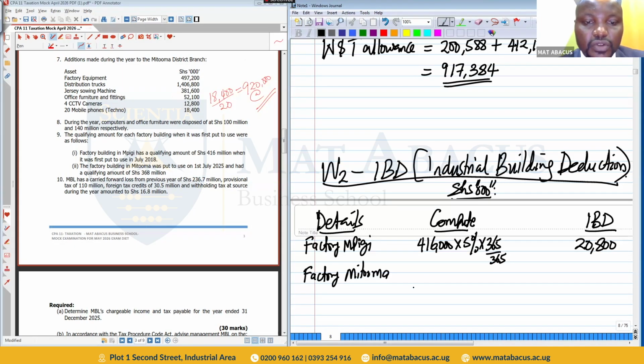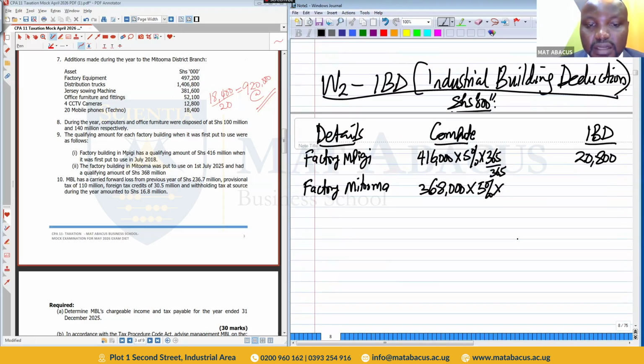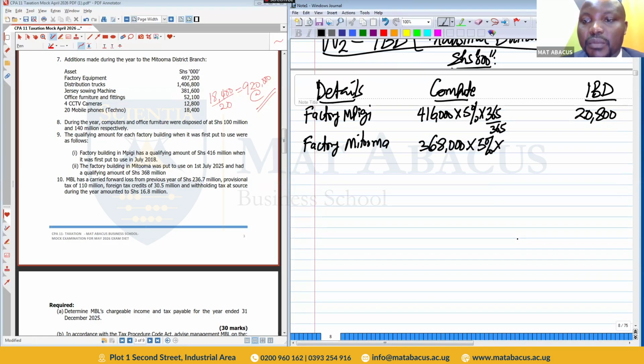The factory building in Emetoma was first put to use on 1st July 2025. So they had a qualifying amount of 368,000 times 5% times the period. Now, given that this was first put to use on 1st July 2025, we needed to compute how many days did we use it during the year of income, because we are looking at the year ended December 2025.